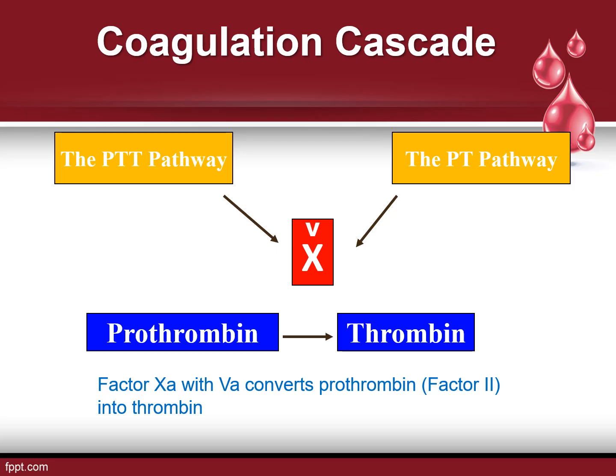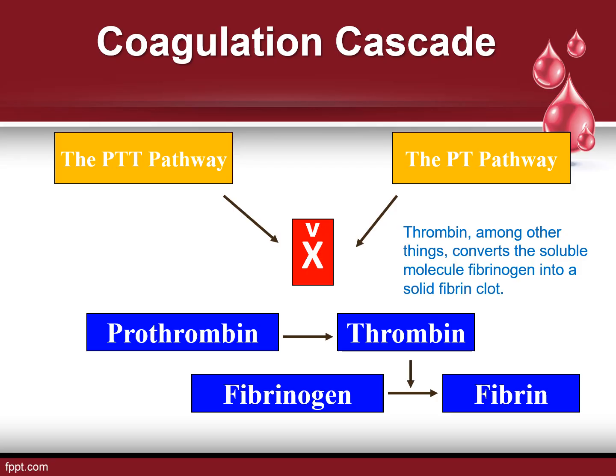These slides may also help you remember that factor 10A with factor 5A as cofactors converts prothrombin, which is factor 2, into thrombin, which is very important in the coagulation cascade. We can also see here that thrombin, among other things, converts the soluble molecule fibrinogen into a solid fibrin clot, fibrin.